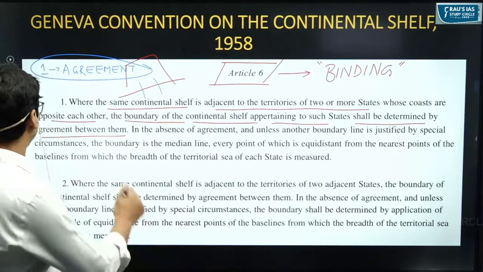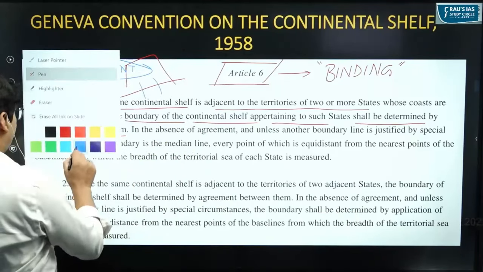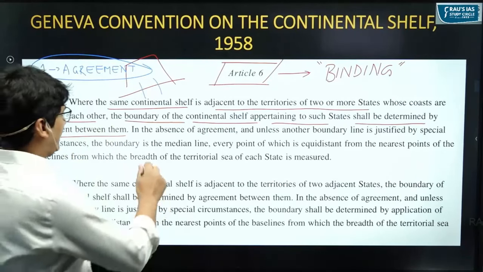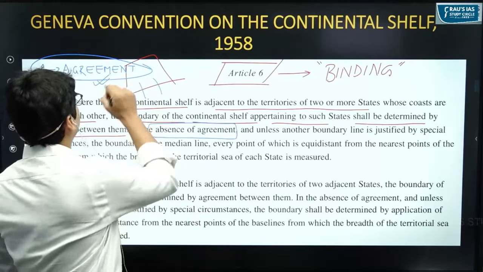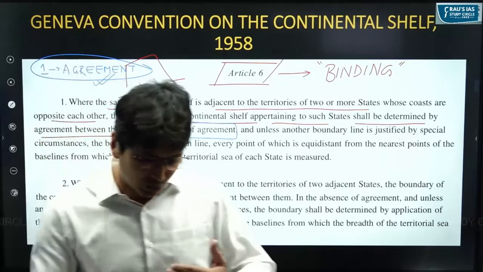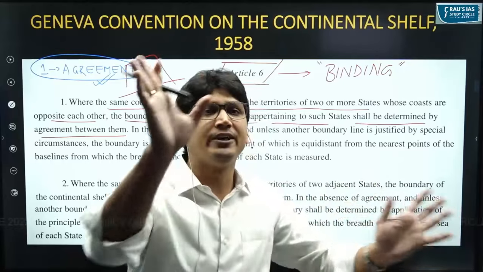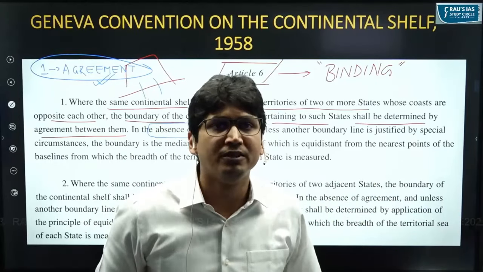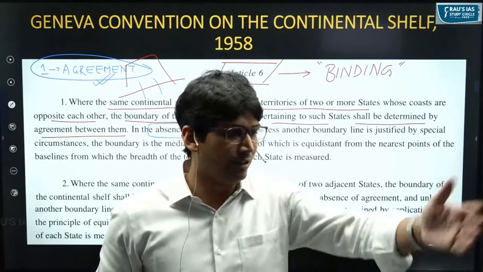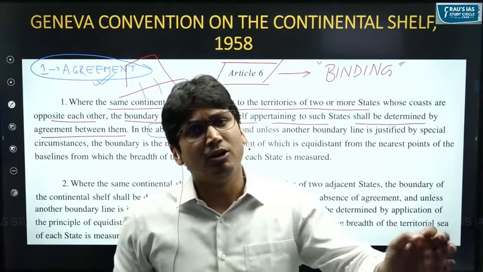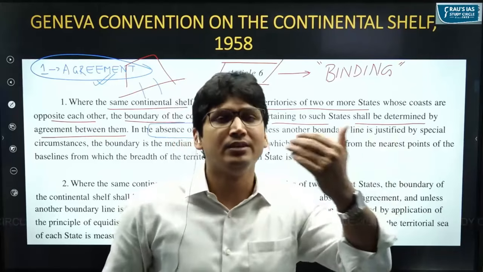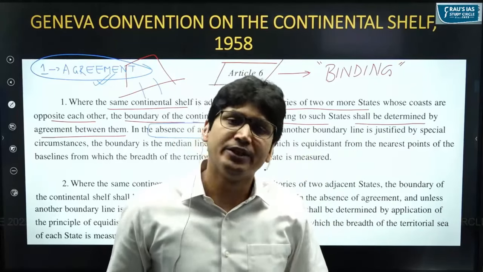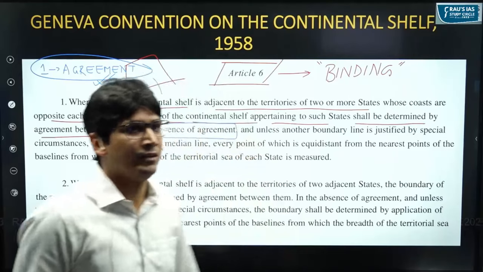It then says, I'll highlight this in blue, the second part: in the absence of agreement. So the first priority is given to an agreement between two states, and two states might agree on a different method of boundary division or division of the continental shelf, not only the equidistant principle. This is very clear after perusing this particular provision.